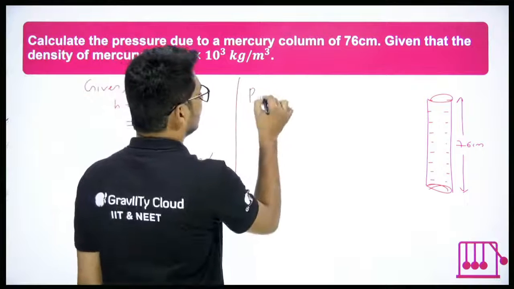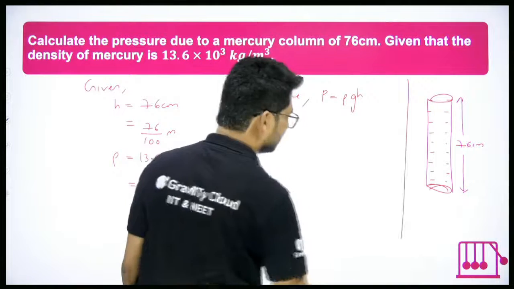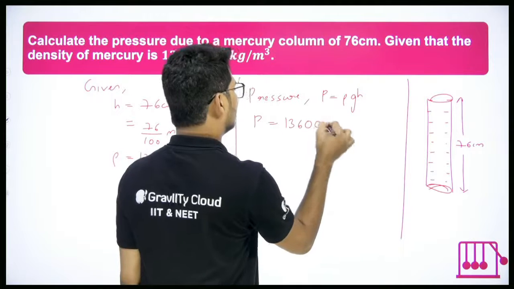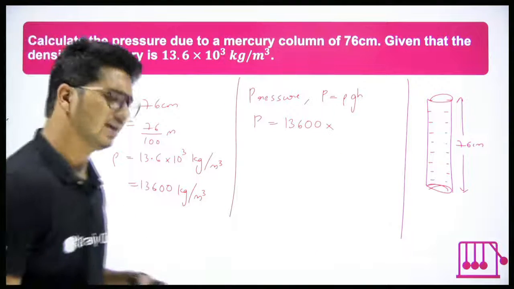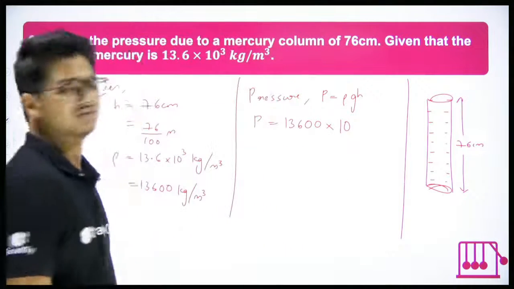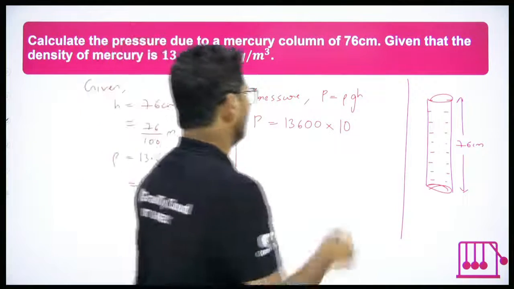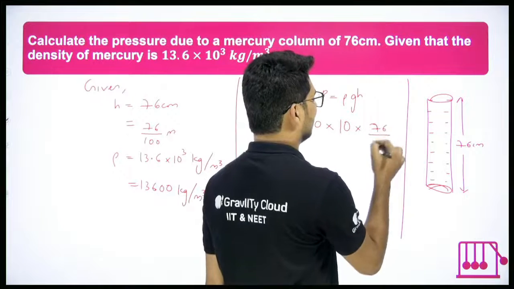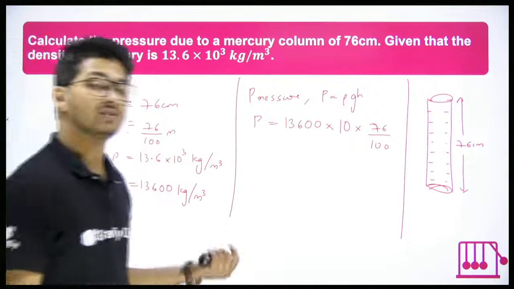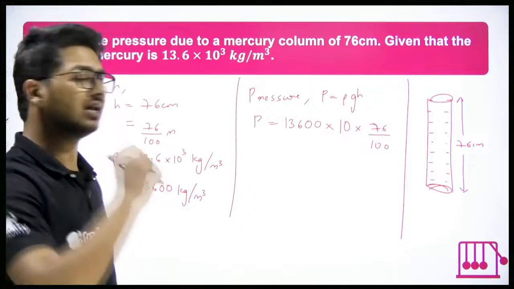How do you get the pressure? The pressure P is equal to rho g h. What is rho? 13600, into g. g is 9.8, but for convenience sake, I'll take it as 10 meter per second square. Exactly speaking, you have to take it as 9.8, but for convenience, I'll take it as 10. And height is 76 by 100. See, everything I'm taking in SI units. All of them have been taken in SI units. The final answer will also be in SI units, and the SI unit of pressure is Pascal.